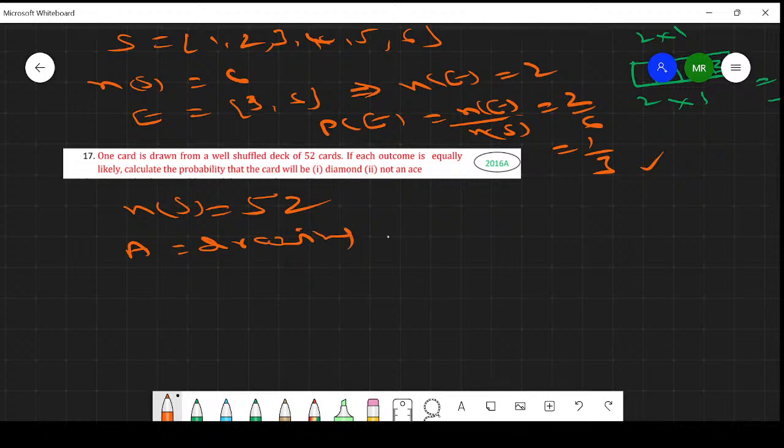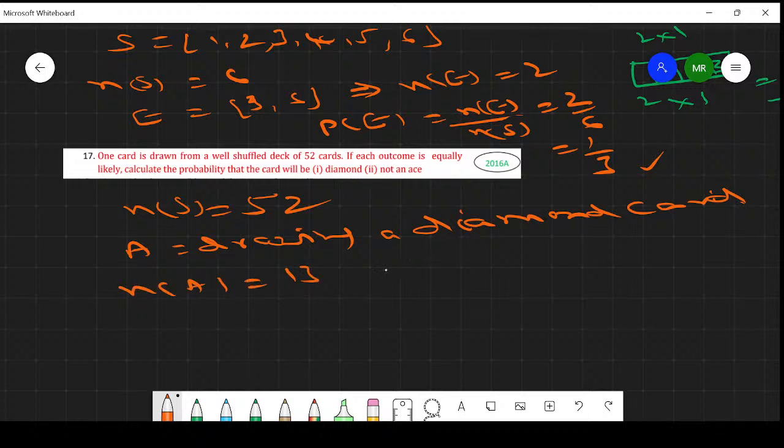Drawing a diamond card. You know that in a diamond suit, the number of diamond cards will be 13. The event A is drawing a diamond card. When you are talking about diamond cards, there will be 13, right? That means n of A is equal to 13.